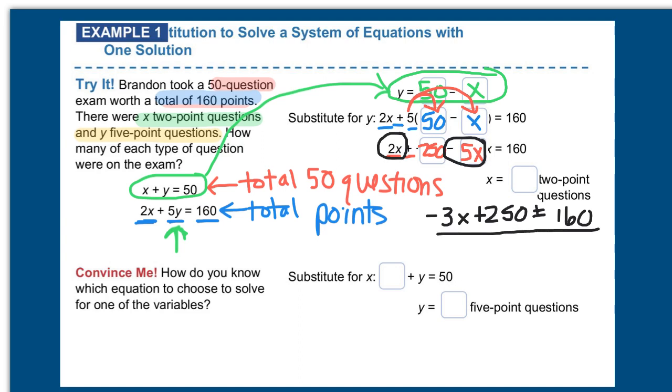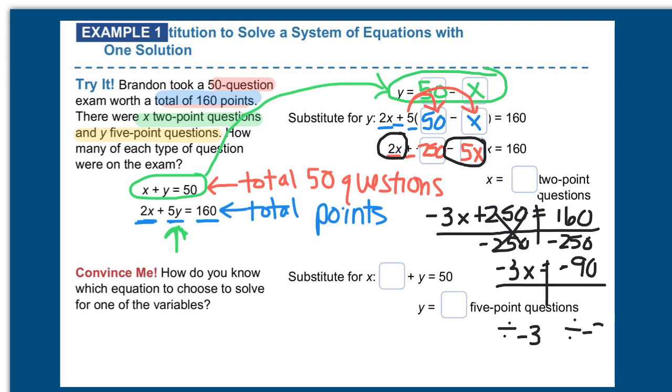I'm going to add or subtract first, so I'm going to get rid of my 250. Now I have negative 3X on one side and negative 90 on the other. Divide by negative 3. And I think that X is going to be 30. Whoops, that came out a little crazy. Let me undo that. X equals 30.